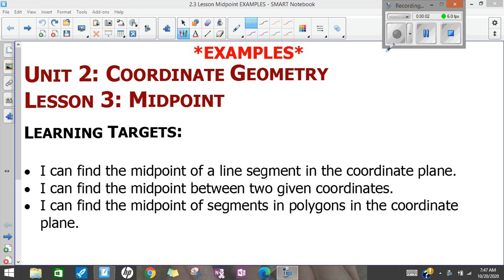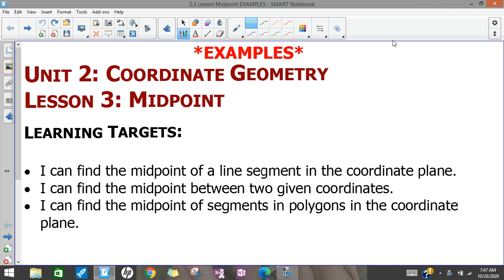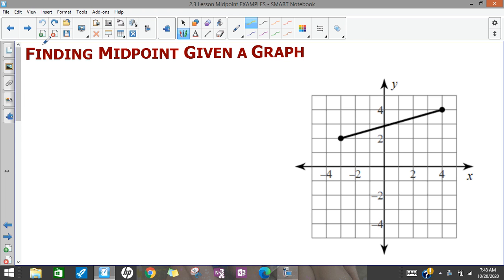Hey y'all, today I'm going to do some extra examples on finding the midpoint between two coordinates, on a segment or between two given coordinates, or perhaps in a polygon. So remember, the midpoint is the middle of the two points. It's right in the middle, and one way we find a middle is to find an average.